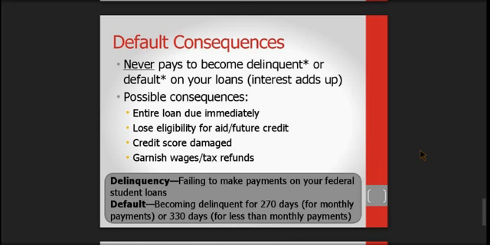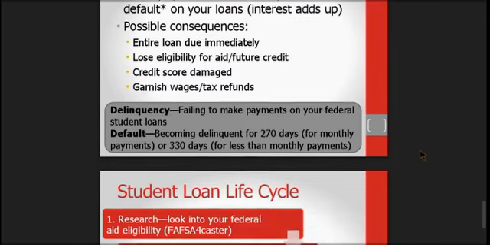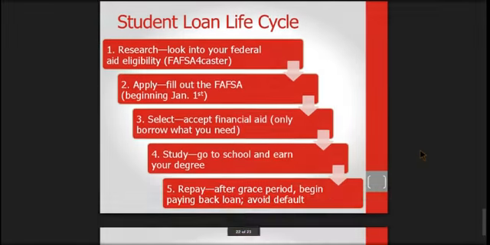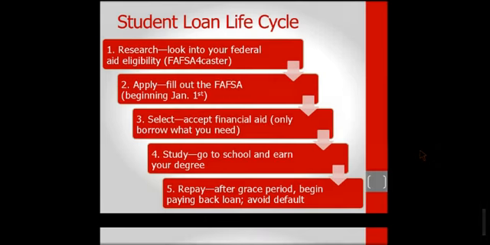So look at repayment options. If you need help, if you can't make your standard repayments, look at the other repayment options because the consequences are dire. And lastly, just the student loan life cycle. This puts it all into a graph for us. One is research. You look at the FAFSA forecaster. How much are your parents going to contribute? That's where you apply for scholarships and grants.